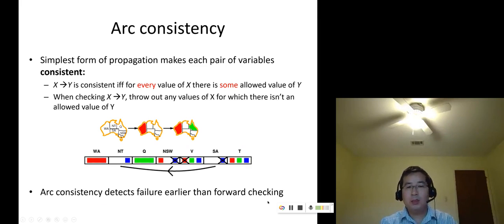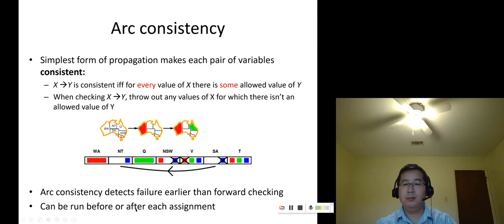So arc consistency detects failure earlier than forward checking. Okay, so that means we perform backtracking. You can use forward checking, that is one, but the improved version is called arc consistency. Okay, for this, arc consistency is better. So now we have an arc consistency algorithm. Let's look at how it can be run before or after each assignment. Whether you perform the arc consistency detection first or you perform the assignment first doesn't matter, correct? Because anyway you have to do the assignment and then check.